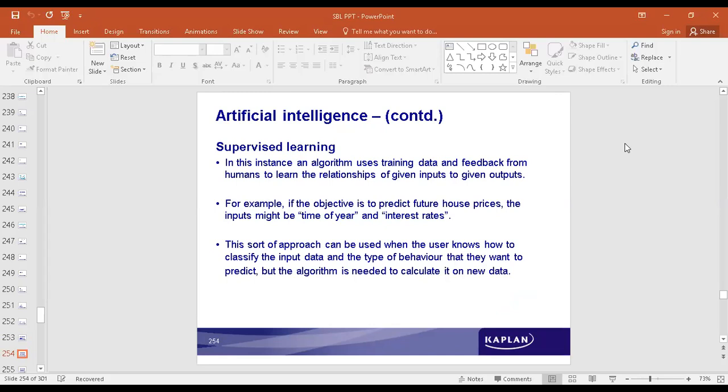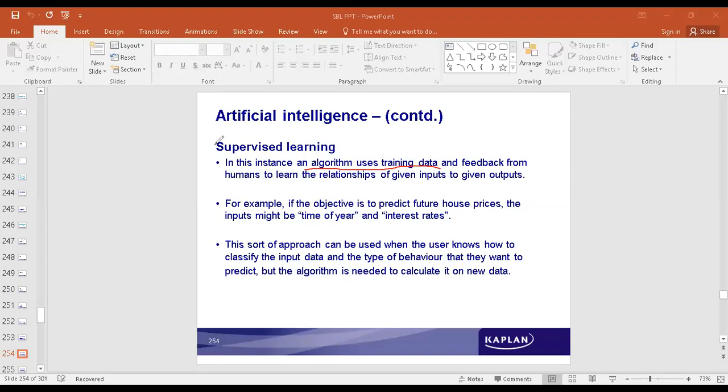The next concept is supervised learning. In this instance, an algorithm uses training data and feedback from humans to learn the relationship of given inputs to given outputs. So there is an algorithm built, and it uses training data. So some kind of a training or set of instructions would be already pre-loaded into the system. So it's basically an algorithm. The algorithm has some set of instructions which are already built into the system. Okay, and feedback from humans to learn the relationship of given.